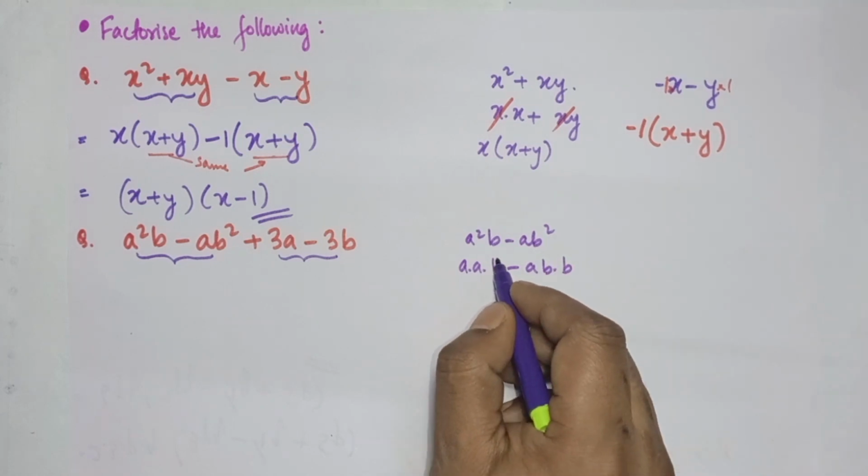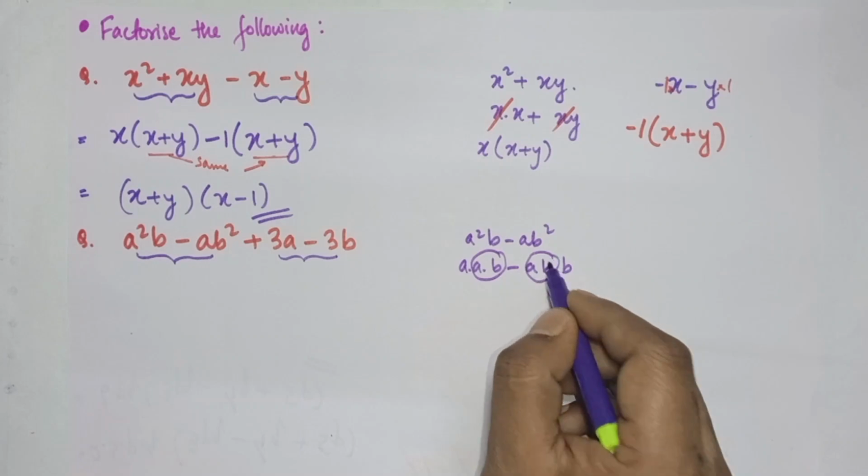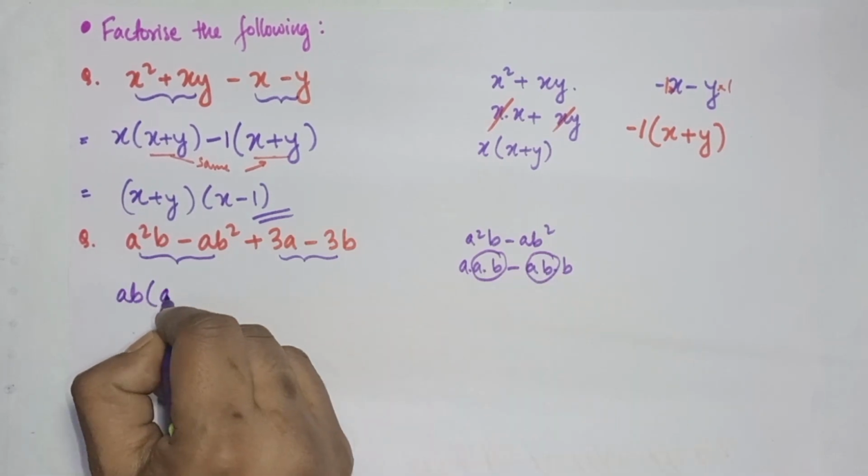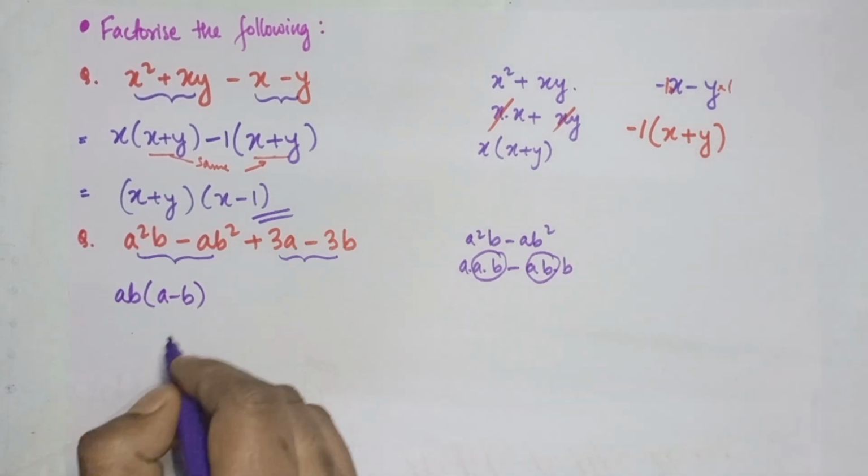So what you can see here is that ab is common, ab is common. So I can write ab common. What is left over? a minus b. So a minus b. Hope you are clear with this.